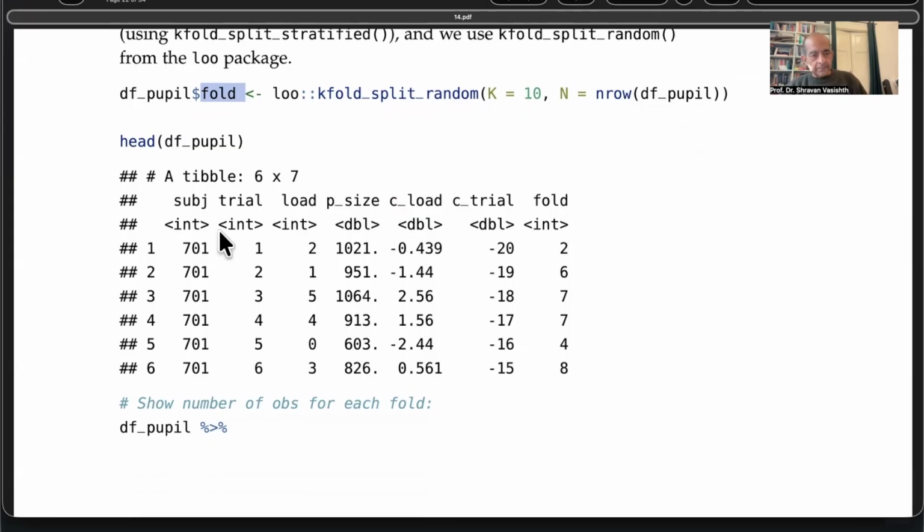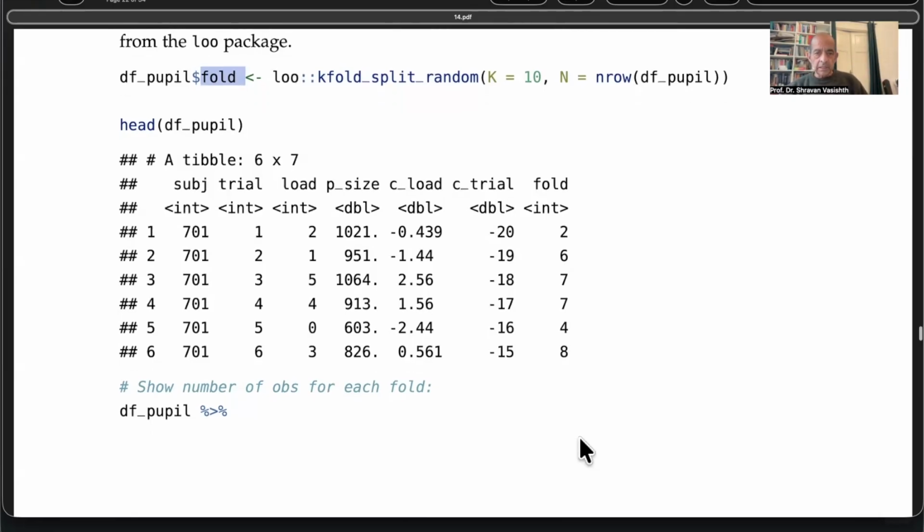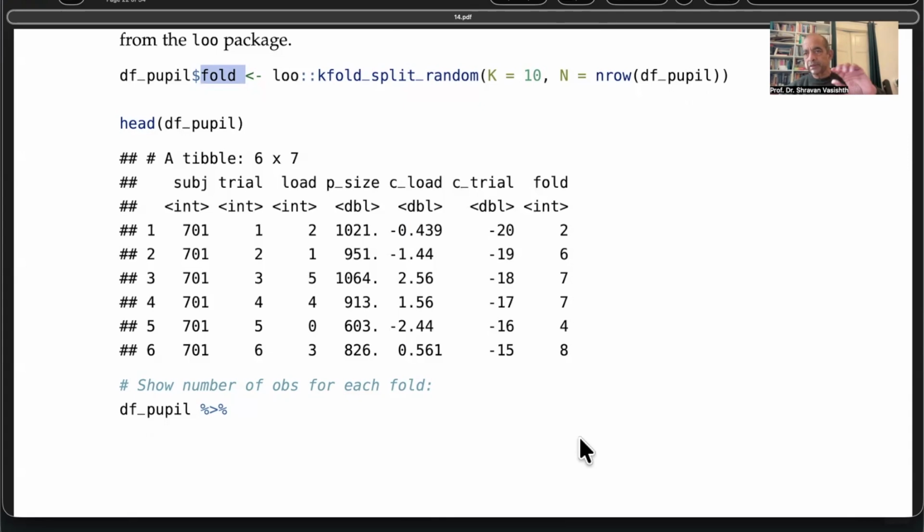For example, this row is fold 2, and there will be 3 other instances of 2 in this data frame. This is fold 6, and there will be 3 other instances. So we are holding out 4 data points for these folds. There's only one exception: in the 10th fold we have 5 held out data points. So this is indicating to us which data will be held out and which data will not be held out.